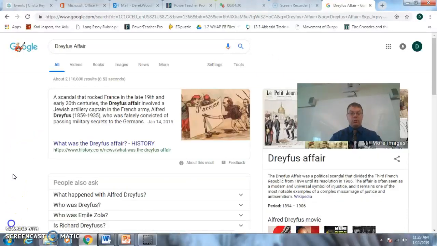The Dreyfus Affair is an example of discrimination against Jewish people, or what is called anti-Semitism. In the Dreyfus Affair, there was a French military officer who was falsely convicted of passing military secrets to the Germans. And much of this took place because he was Jewish and the people did not trust him. So it is an example of anti-Semitism.